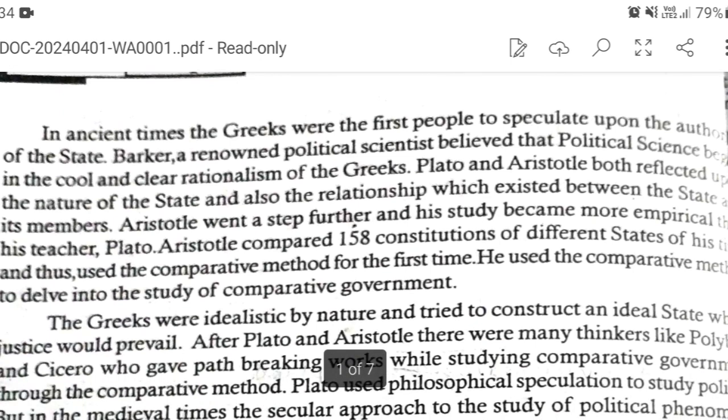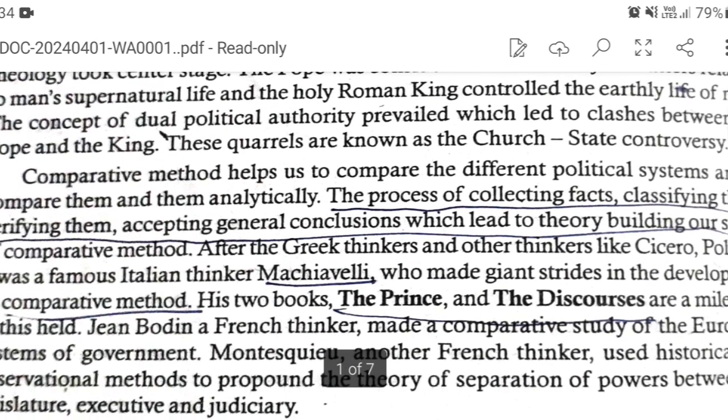So let's look at its exact meaning. It is basically the process of collecting facts, classifying and verifying them, and accepting general conclusions, which basically lead to the theory building stage. Apart from the Greek thinkers like Cicero and Polybius, it was the famous Italian thinker Machiavelli, whose name you must have heard, who used this comparative method in his books The Prince and the Discourses.